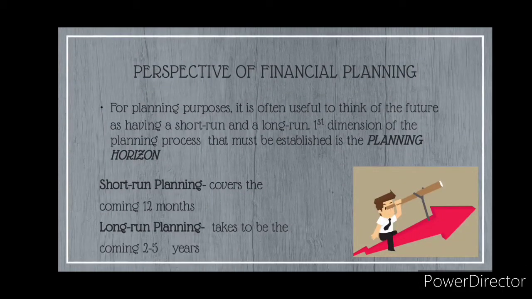For planning purposes, it is often useful to think of the future as having a short run and a long run. The short run planning in practice usually covers the coming 12 months, while financial planning over the long run is taken to be the coming 2 to 5 years. This time period is referred to as the planning horizon, which must be established.